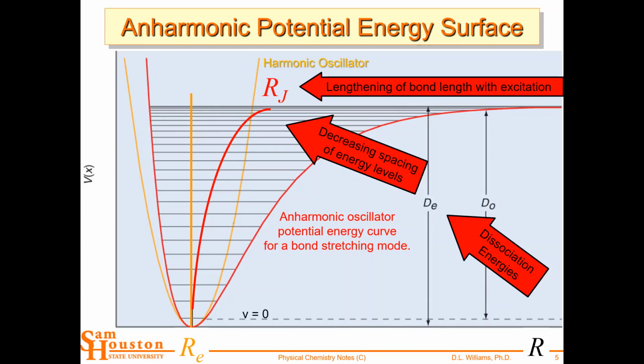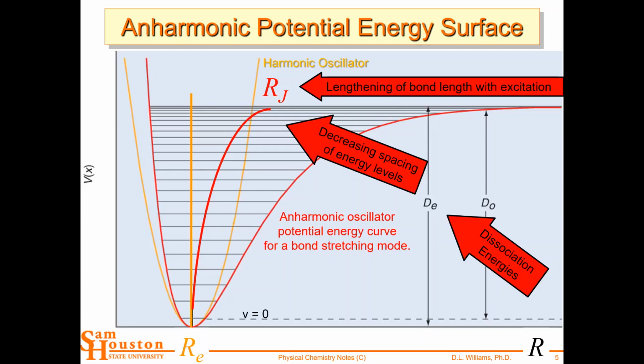So the equilibrium bond length, and it's unfortunate, I don't know what else to call it, but it has nothing to do with chemical equilibrium or thermal equilibrium. It just means it's the minimum of that potential energy surface. So we just call it the equilibrium bond length.